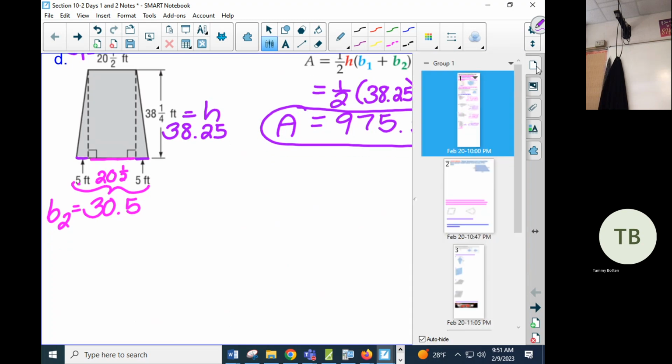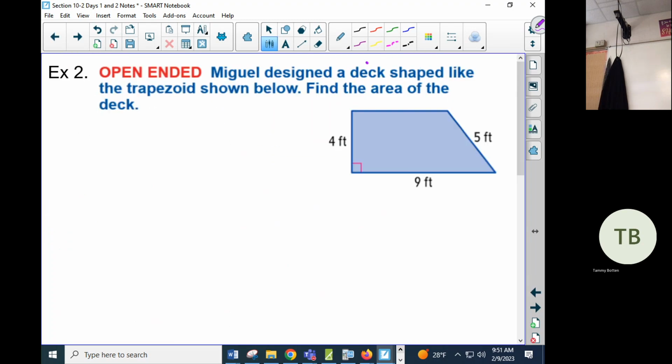So if we go here, this says Miguel designed a deck shaped like the trapezoid shown below. Find the area of the deck. So remember, when you do this, you need to find the two bases and you know the perpendicular height. Do you guys get this is the perpendicular height?